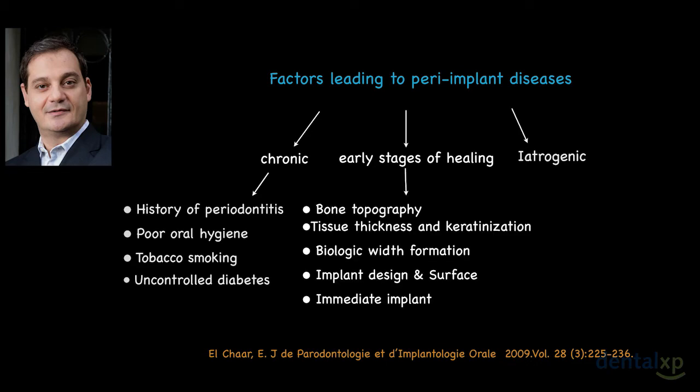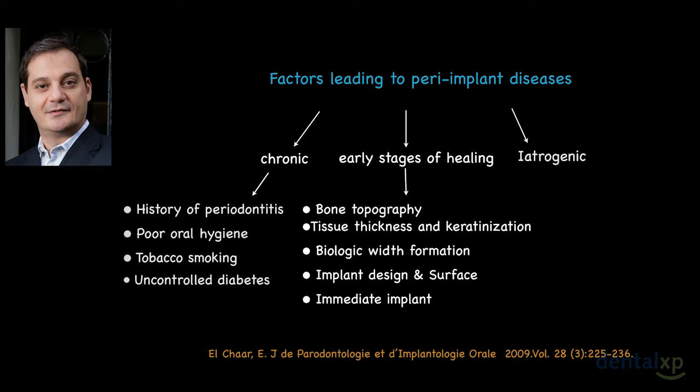And then I went into the early stages of healing, and you can see the bone topography. What I mean by that is if you place an implant in very highly corticated bone and there is not enough marrow, then you're going to have resorption of bone. And the opposite is true. If you have too much marrow and less cortication, that will lead to crestal resorption.